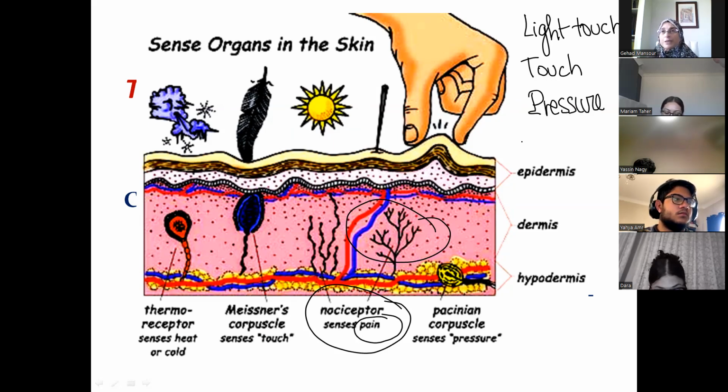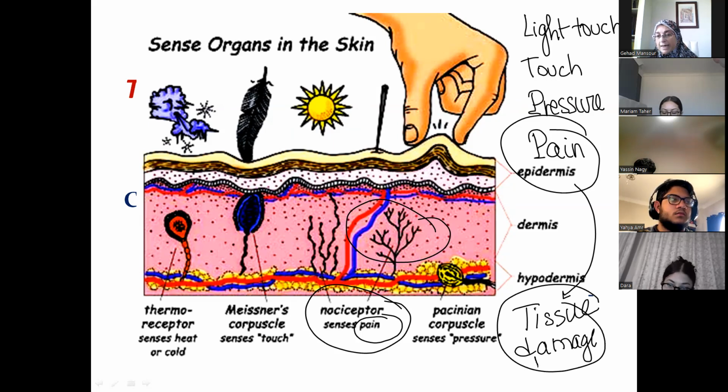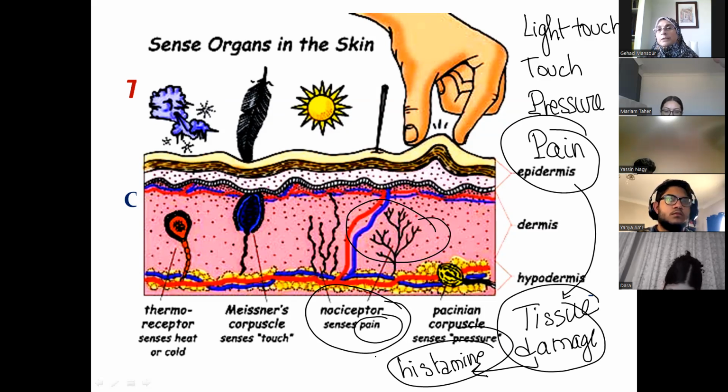Sometimes if you increase pressure you can reach pain, because pain is a sensation that is associated with any kind of tissue damage. The main stimulus for nociceptors is tissue damage, as you know from grade 10, because tissue damage results in damage of the mast cells and release of histamine. Therefore, nociceptors are stimulated whenever there is tissue injury or damage.